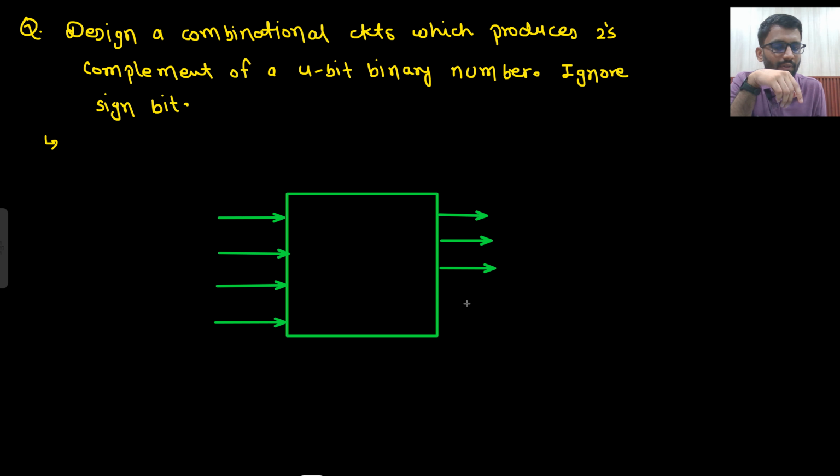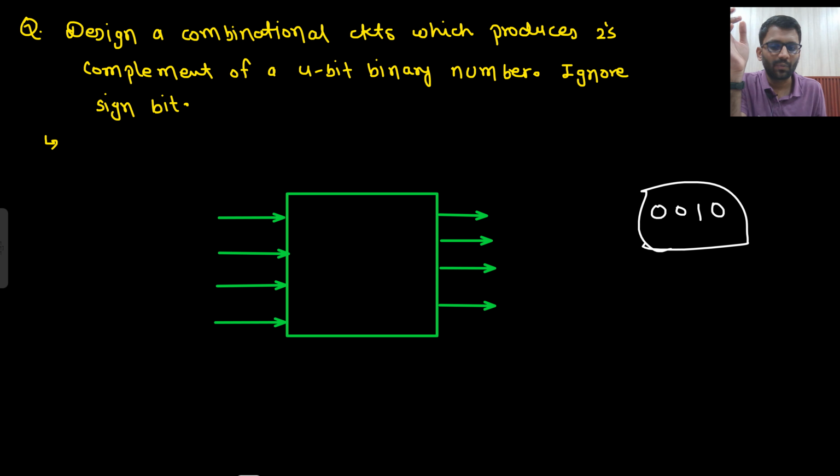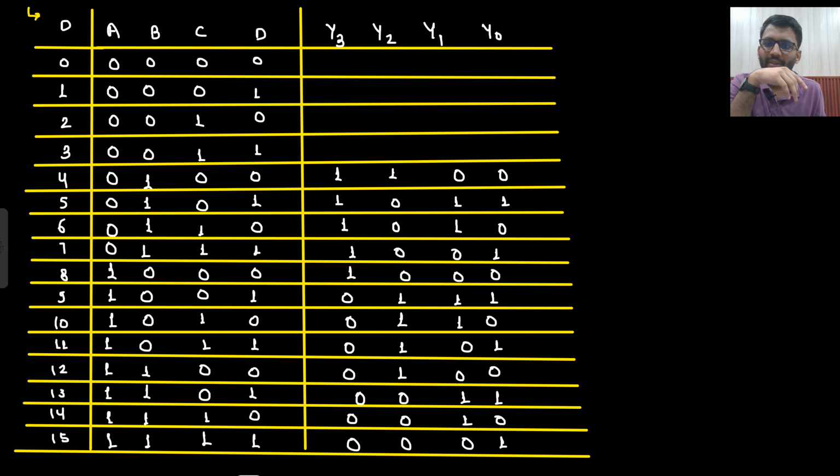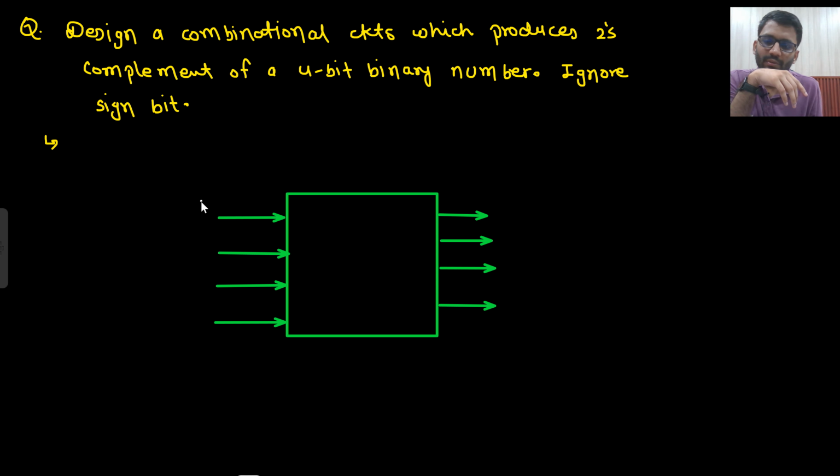Say yes or no? If I am giving a 4-bit input, what is the 2's complement of 0 0 1 0? It will be some 4-bit only, no? So the output will also be in 4-bit. So 4-bit input, 4-bit output. How am I denoting the bits? A B C D only. This is our circuit, which will give outputs y3, y2, y1 and y0.